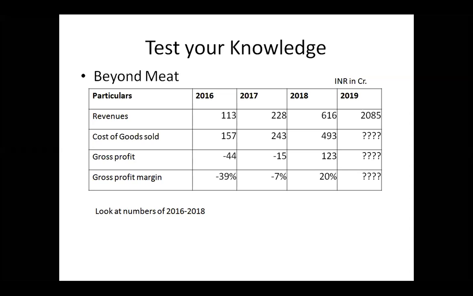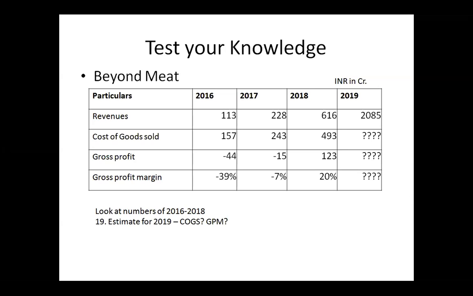This takes me to Beyond Meat example. Can you see this number, Beyond Meat number? Look at those numbers. From 2016 to 2018, the revenue, you have seen this number, the revenue 100 crores, 200 crores, 600 crores, 2000 crores. Cost of goods sold, gross profit and gross profit margin. Gross profit, look at gross profit. Minus 44 crore, minus 15 crore, 123 crore.